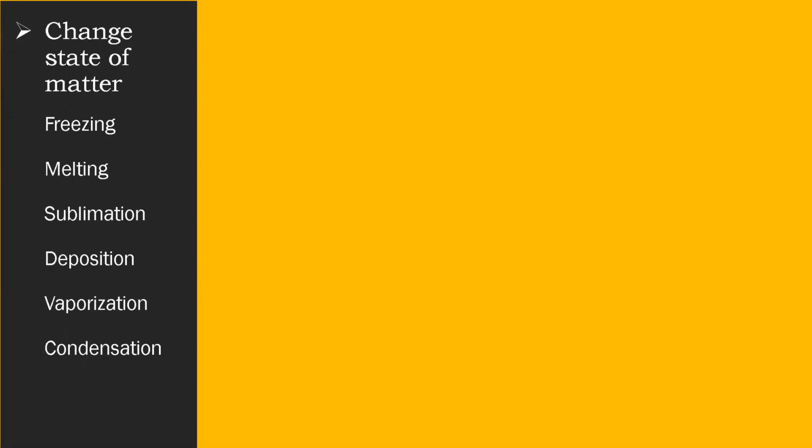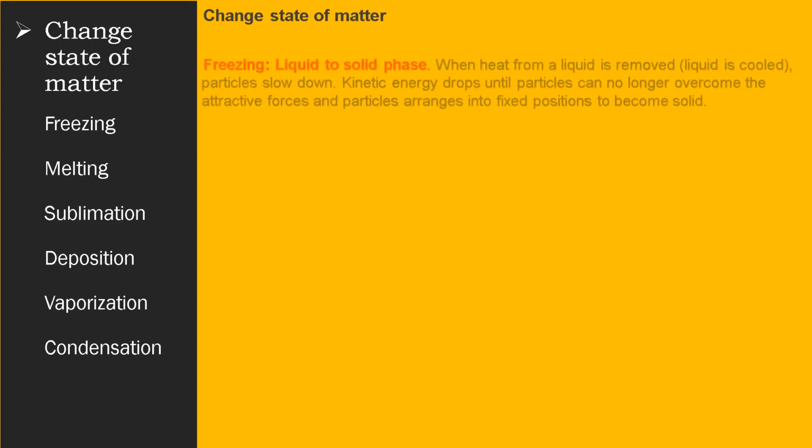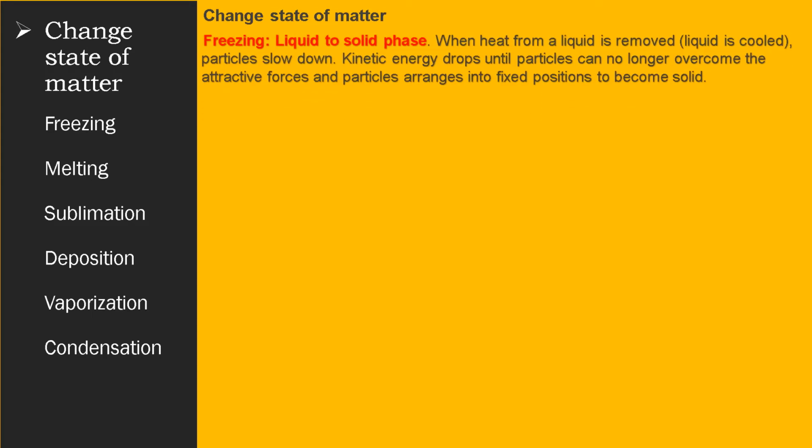Let's look at change of state of matter: freezing, melting, sublimation, deposition, vaporization, and condensation. Freezing, liquid to solid phase. When heat from a liquid is removed, that is, the liquid is cooled, particles slow down. Kinetic energy drops until particles can no longer overcome the attractive forces, and particles arrange into fixed positions to become solid.